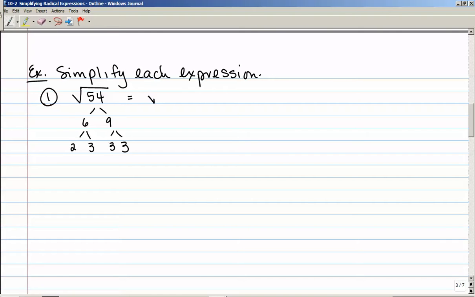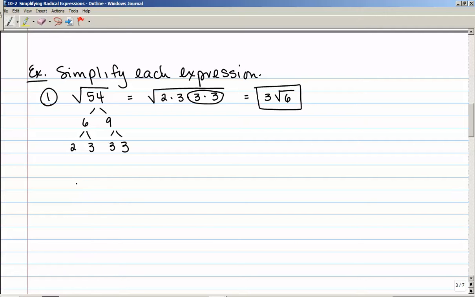So that means I can write the square root of 54 as the square root of 2 times 3 times 3 times 3. Now, looking at the 2 and the 3 and the 3 and the 3, if I can buddy any of those up, like these two 3's here, those can come outside the square root sign. The 2 and the other 3 don't have anybody to buddy up with, so those stay as a 6. So simplified, the square root of 54 is 3 square root of 6.